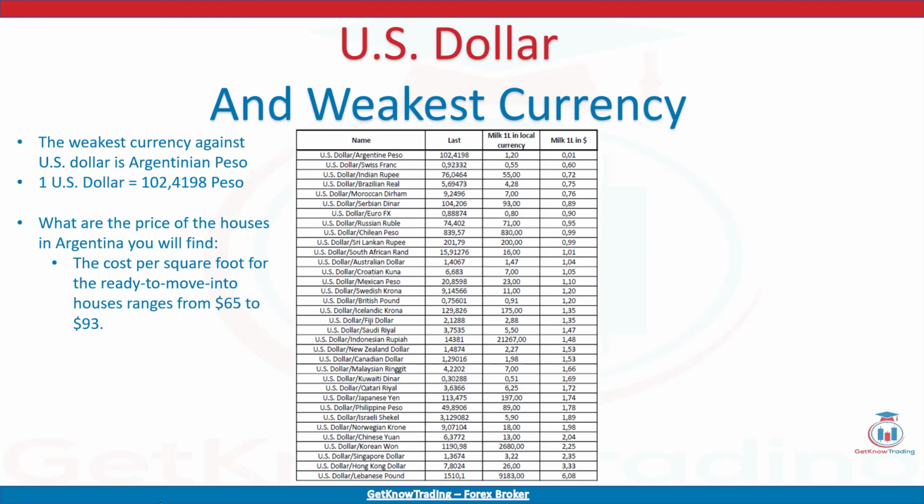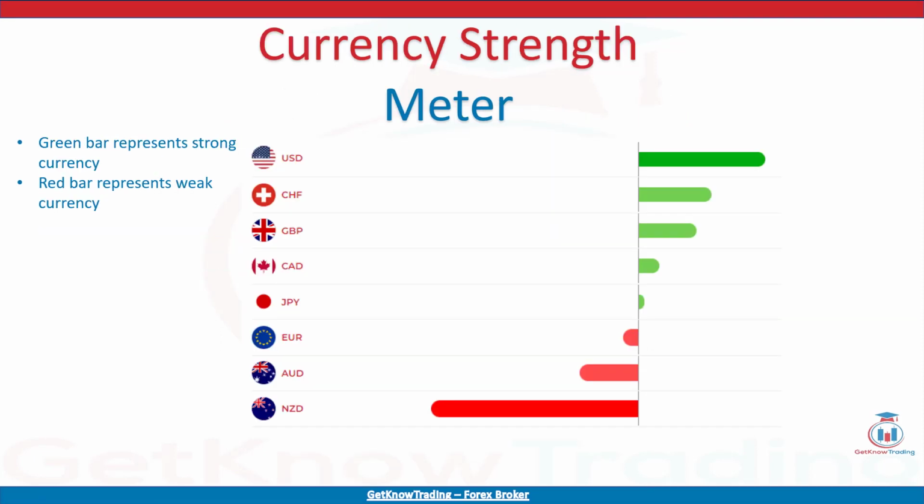For example, when you search a little bit on Google for the price of houses in Argentina, you will find this. The cost per square foot for ready-to-move-into houses ranges from $65 to $93. And if you take into account small prices for living and buying groceries, the Argentine peso is the weakest currency against the dollar. Well, how do you tell if a currency is stronger or weaker? A currency strength meter shows you a graphical visualization of how strong a currency is against other currencies.